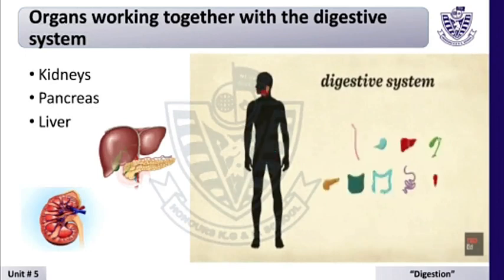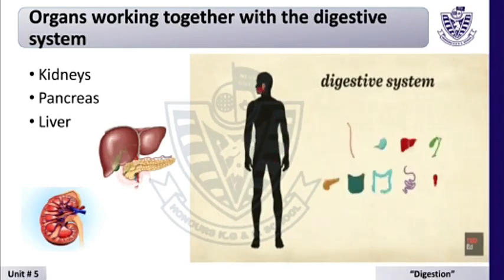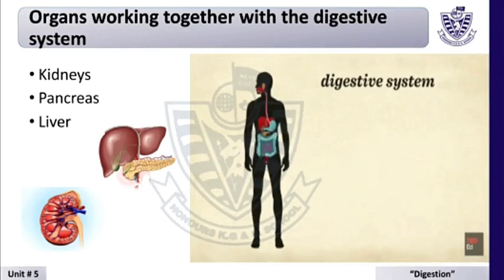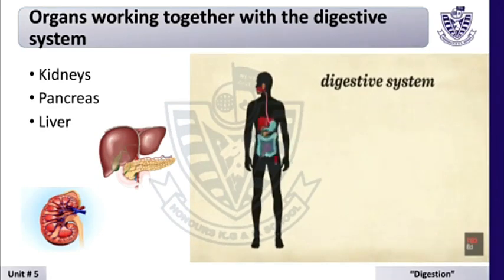Some other organs also work together with the digestive system, like the kidneys, pancreas, and liver. The kidneys help to remove waste materials and excess water from the body. The pancreas is a large gland which produces digestive juices. The liver has many functions. It helps to clean the blood and store food energy.